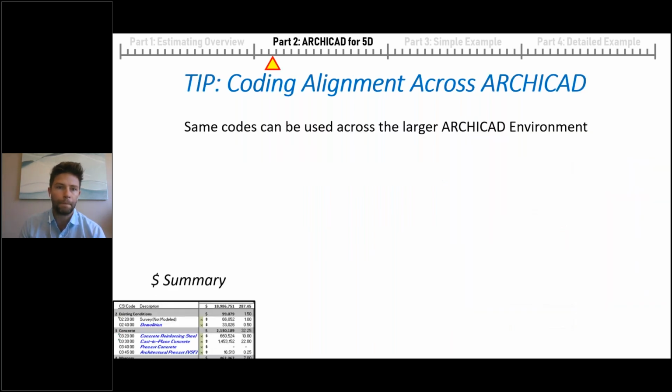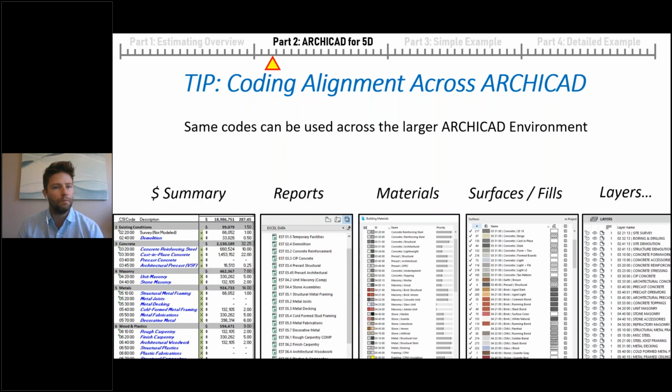So another tip, in terms of aligning cost coding across ArchiCAD, is a quick example of how we can align our summary cost estimates with our reports using those same general cost codes. We can assign materials with those same cost codes, surfaces and fills, and even layers. So coding in ArchiCAD is, I think, really important, and it can help you get on the same page within your office so that it's really easy to understand what elements are drawn on what layer, with what building materials, what surfaces end up on what report, and ultimately linking into individual packages in your estimate.